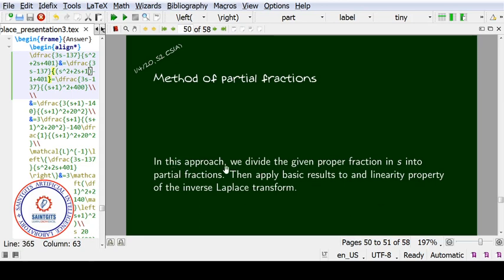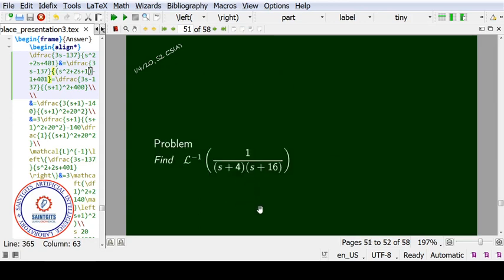So in view of the Laplace transform, what are we going to do? In this approach, we divide the given proper fraction in s, that is, in the transform domain where s is the variable, into partial fractions. Then we apply basic results to those partial fractions and apply the linearity property to get the inverse Laplace transform of the original problem. For example, consider this problem.